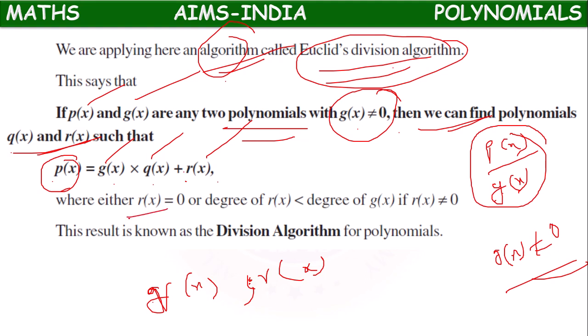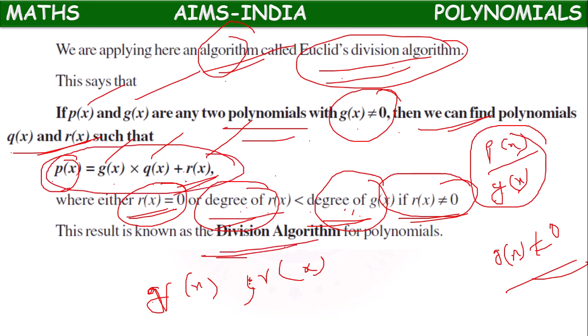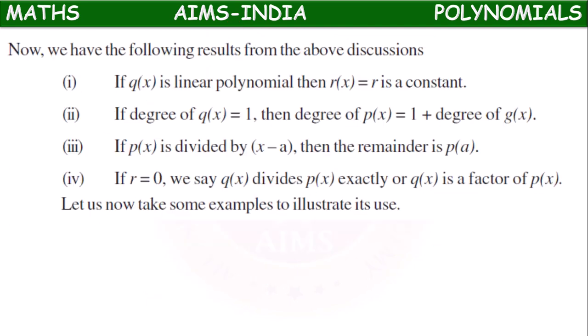Here the remainder r of x is either equal to 0 or the degree of r of x is less than the degree of g of x, meaning the divisor. If r of x is not equal to 0, then the degree of r of x will be less than the degree of g of x. That is the condition for Euclid's division algorithm. This is known as Euclid's division algorithm for polynomials. It means for every p of x and g of x, there exist q of x and r of x satisfying this rule. Next slide.